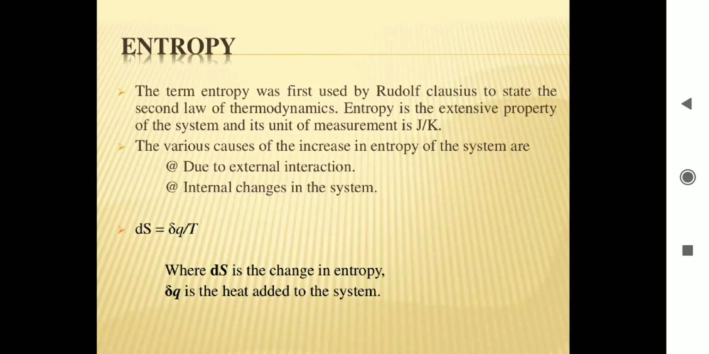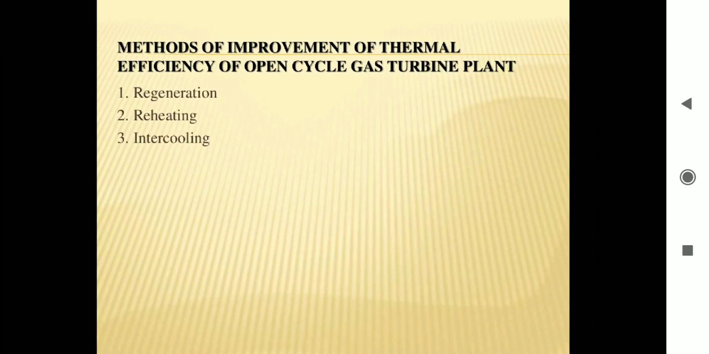calculate the efficiency of the turbine, and the unit of entropy is joule per Kelvin. There are various processes by which entropy increases, whether due to external interaction or due to internal change in the system. And according to the second law of thermodynamics, as you know, dS is delQ by T.